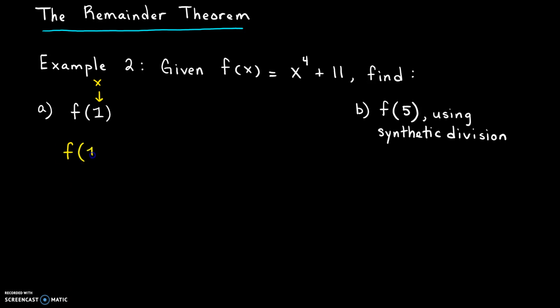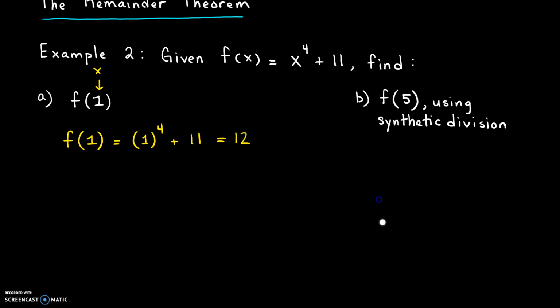So we would say, okay, f of 1 is simply equal to something to the 4th. Well, something's going to get replaced with 1, so x is getting replaced with 1 there. So it's going to be 1 to the 4th plus 11. And again, 1 to the 4th is just 1, and then 1 plus 11, we would get just the answer 12. But what if this was a little bit more complicated?